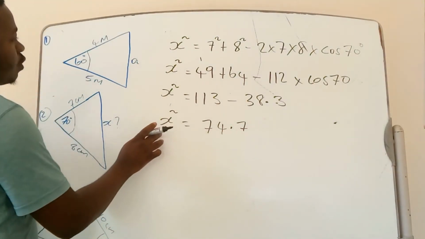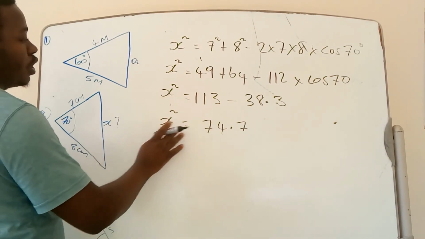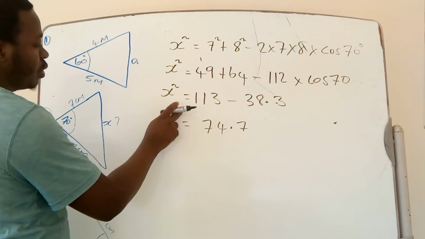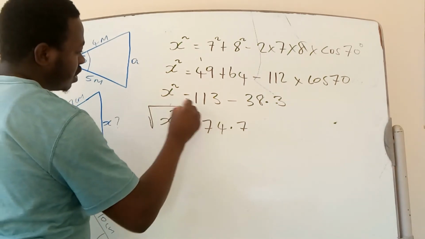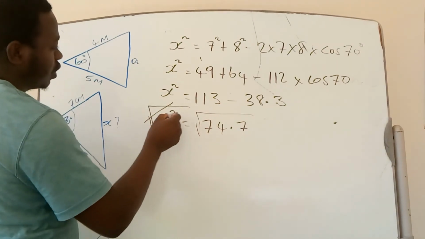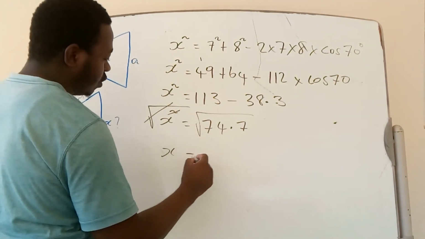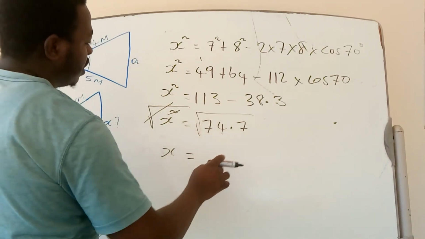Now you need to find what x is and not what x squared is, so you need to take the square root of both sides to get rid of the square. So take the square root of this side and you take the square root of this side. This square root cancels out the 2, so x is left equal to the square root of 74.